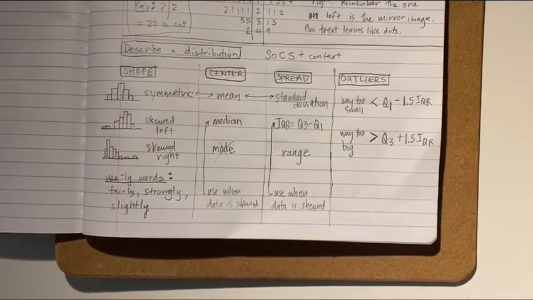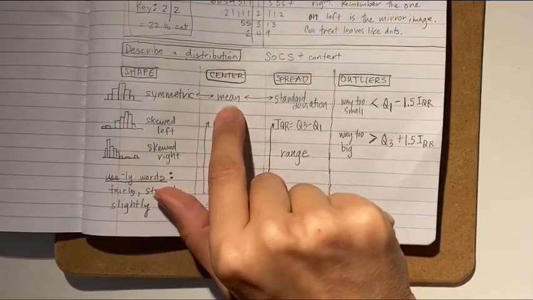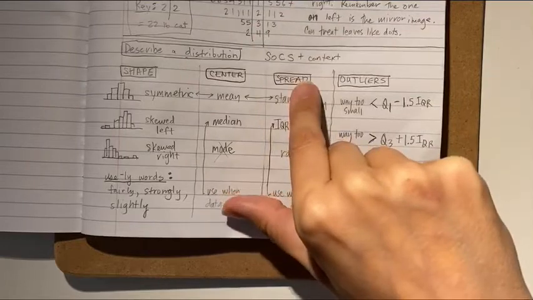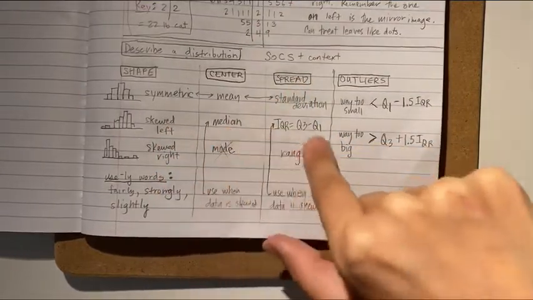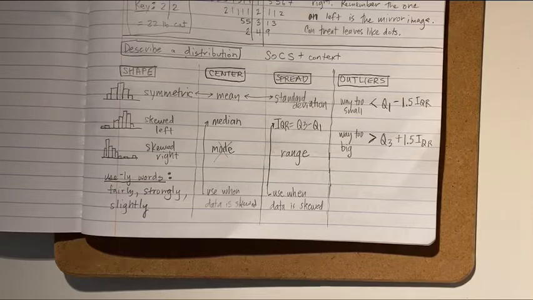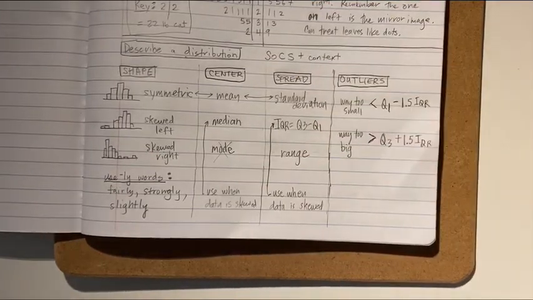Now, the other thing that's important here is if data is symmetrical, then we will typically use the mean and the standard deviation to describe center and spread. If the data is skewed, then we choose median and IQR to talk about those measures of center and spread. You can also use range to talk about spread.